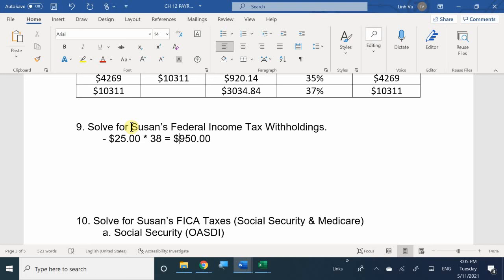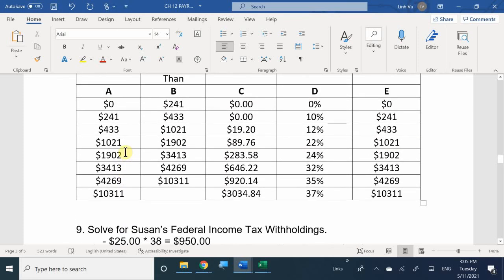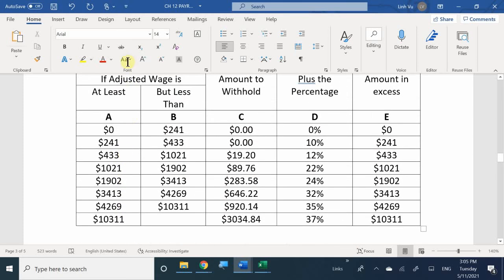So she earned a total of 950. She has only one primary job, so no extra income and no extra deductions. Therefore, this is the adjusted amount of gross earnings. Now we're going to go to our Circular E table to find which row she belongs to. The first row indicates how much she's earned. So let's go ahead and see. She has to at least earn this much.